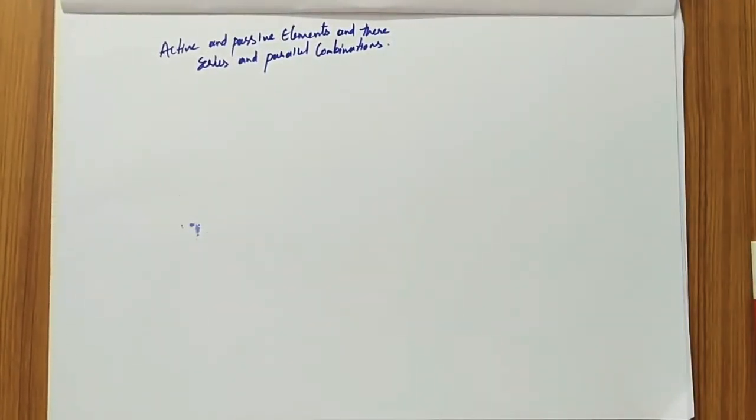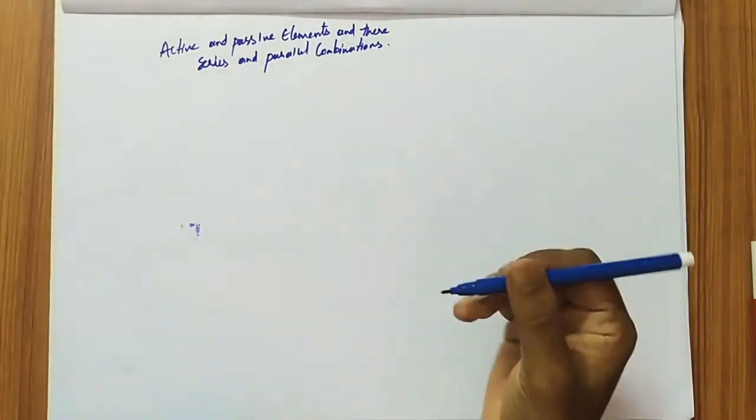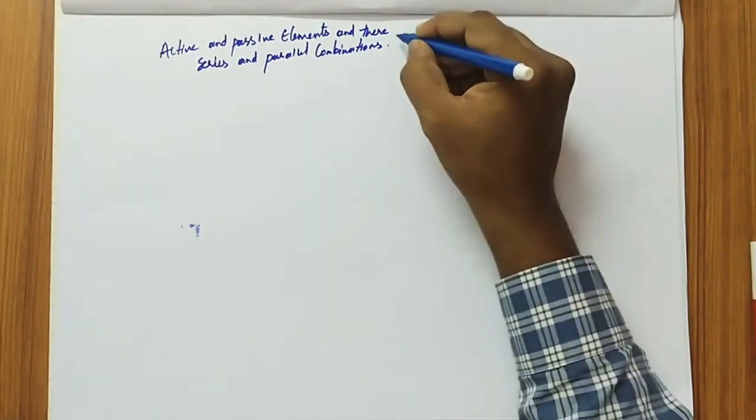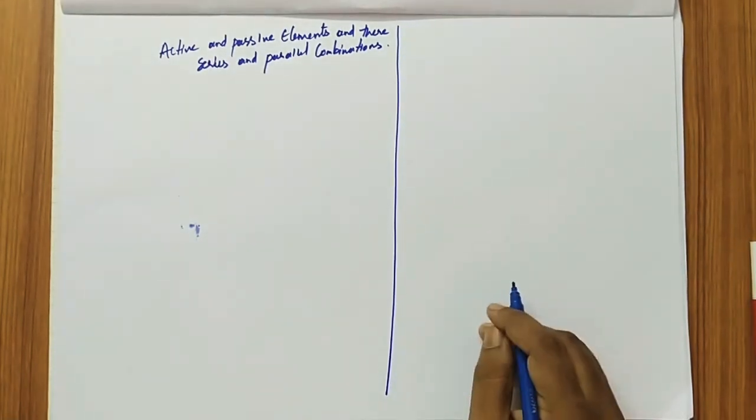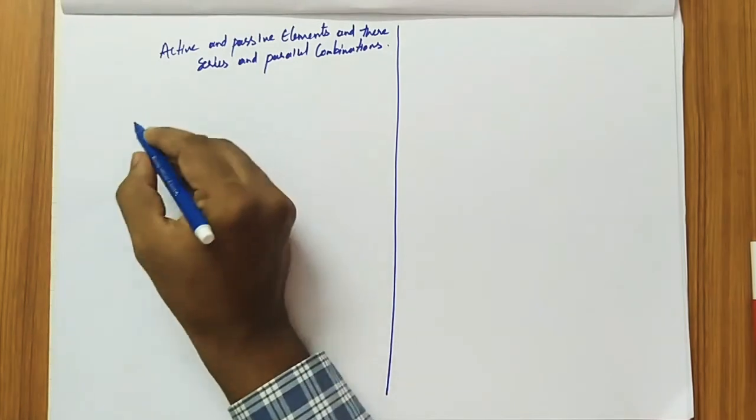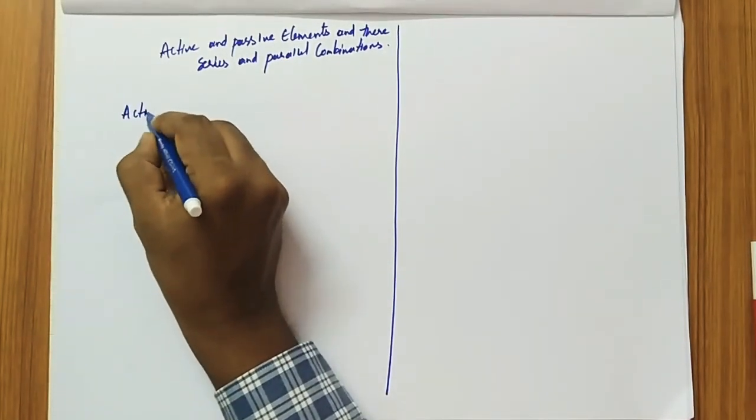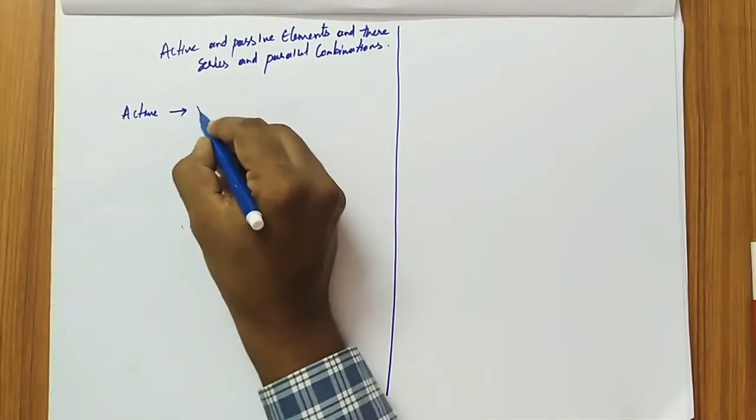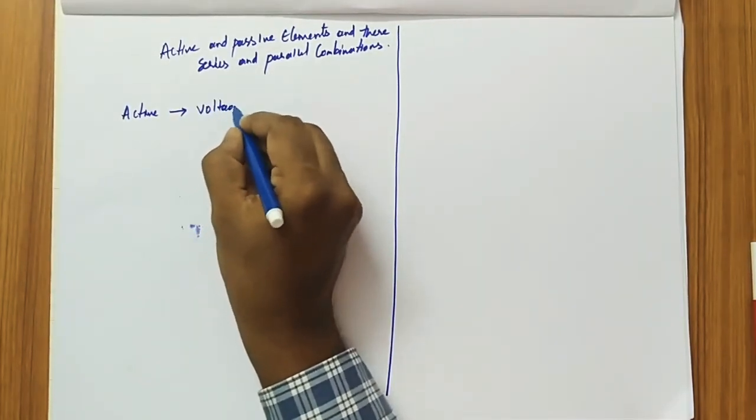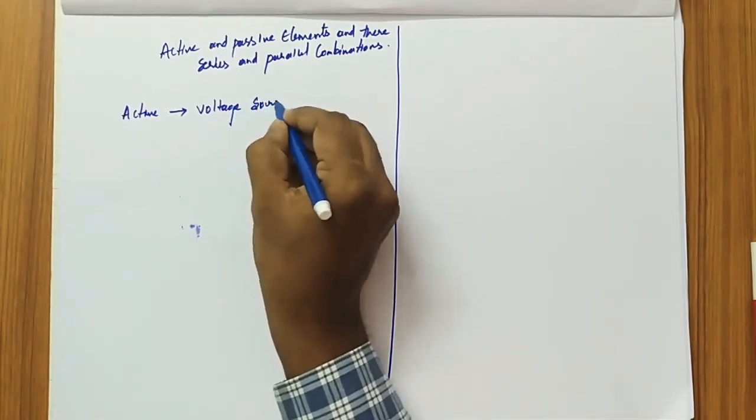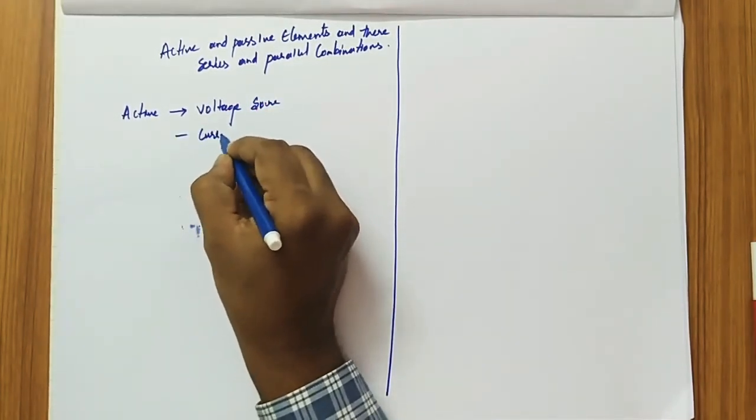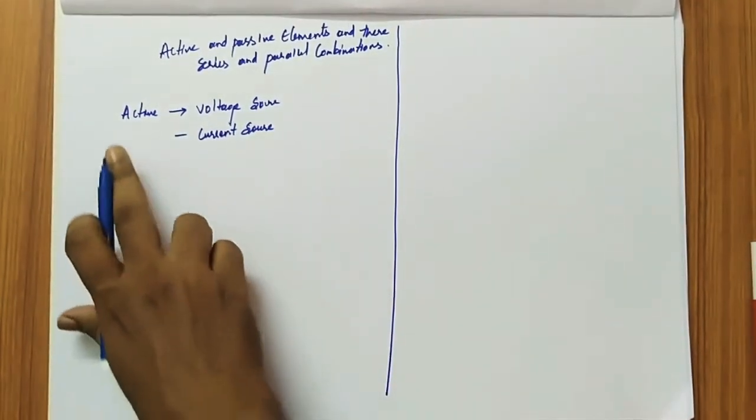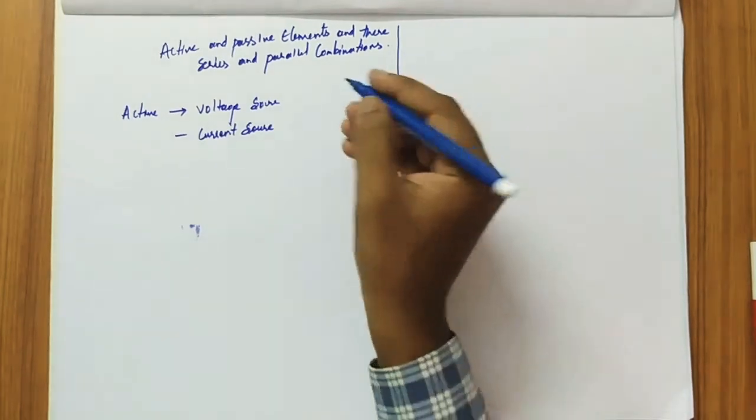So welcome back guys. Now we'll discuss another topic which is active and passive elements and their series and parallel combination. So to understand this topic we actually want to know the active elements in your circuit. There are many active elements, but mainly you have a voltage source and a current source. So in circuits, the active elements are the voltage source and the current source.